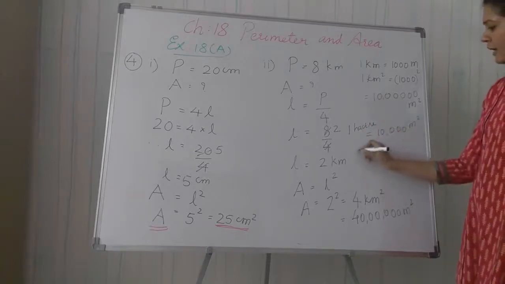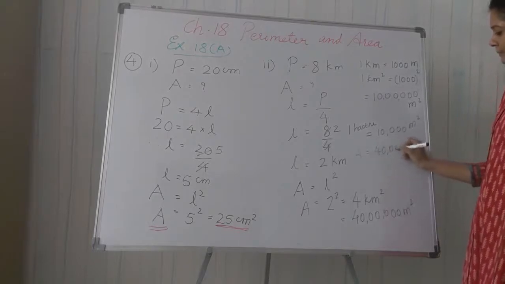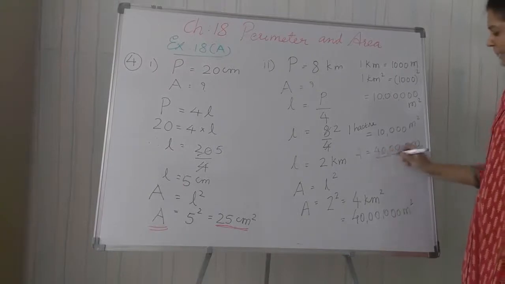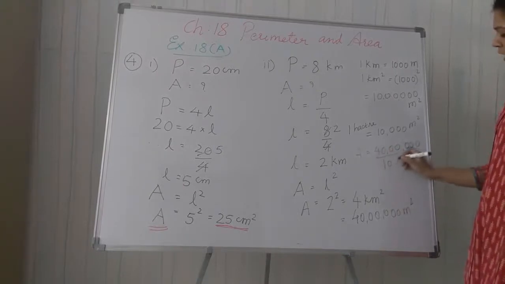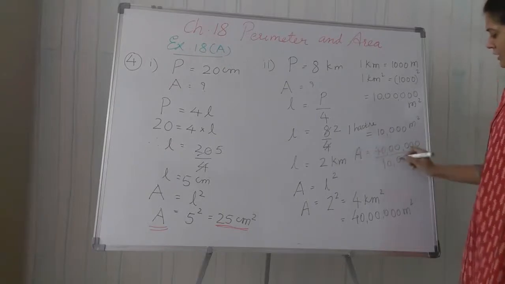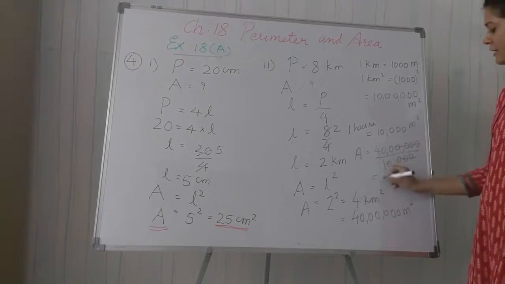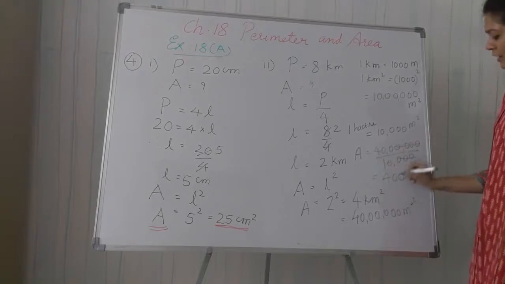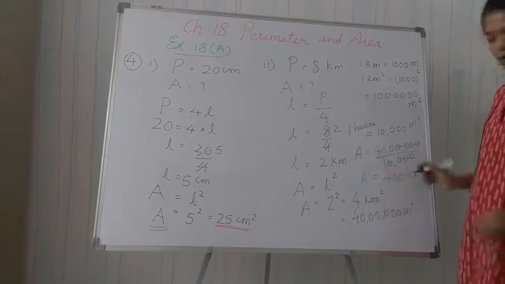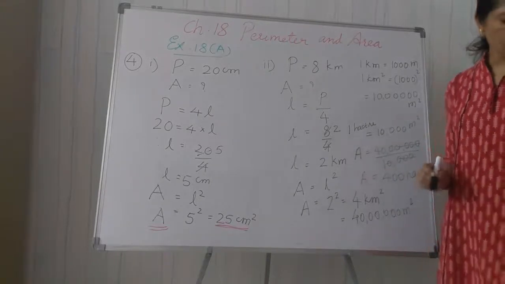So area is equal to 40 lakh, which in meter square we have converted. Now dividing it by 10,000, you see, these 4 zeros get cancelled. We get as answer 400 hectare. See students, hectares can be written as HA only.